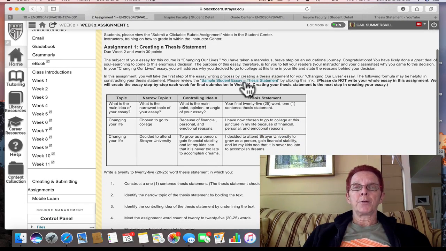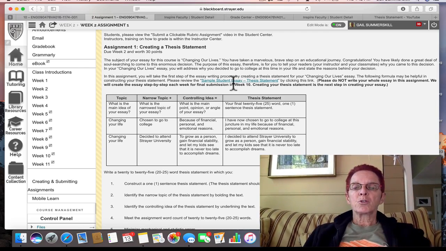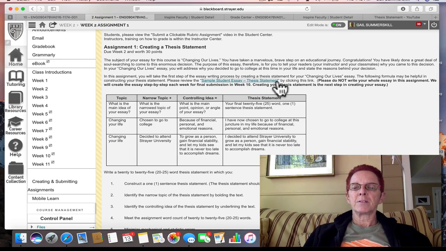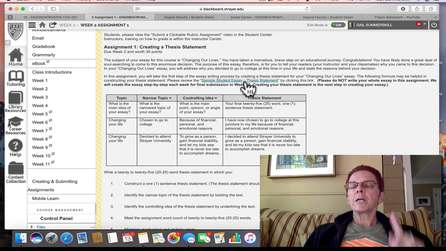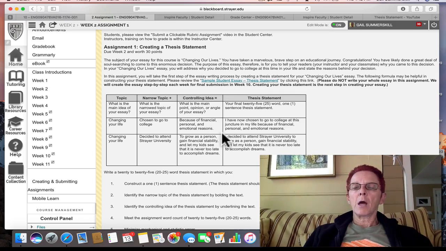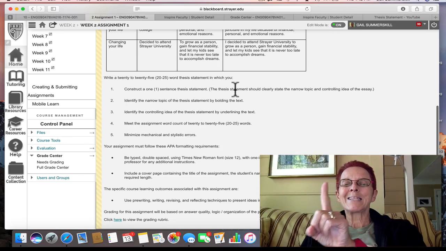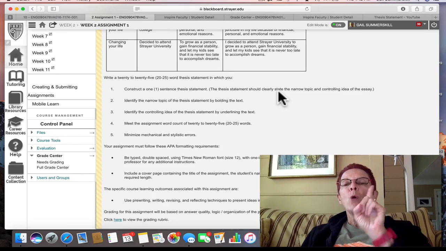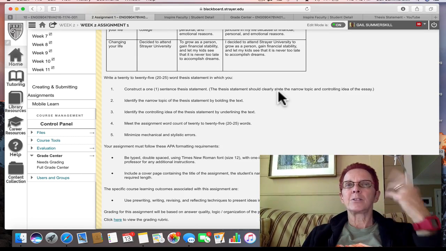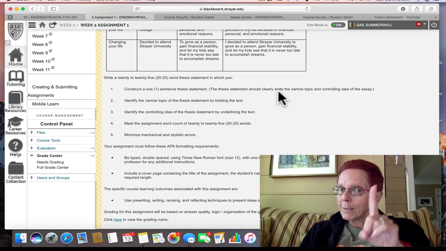Look here, everybody. Anything blue and underlined is a hot link. So sample student essay, thesis statement. You're going to click on that in a minute. But first, I want to show you, as you go through here, construct a one-sentence thesis statement. You have to have only one sentence. This is not a paragraph. How many sentences? One sentence.